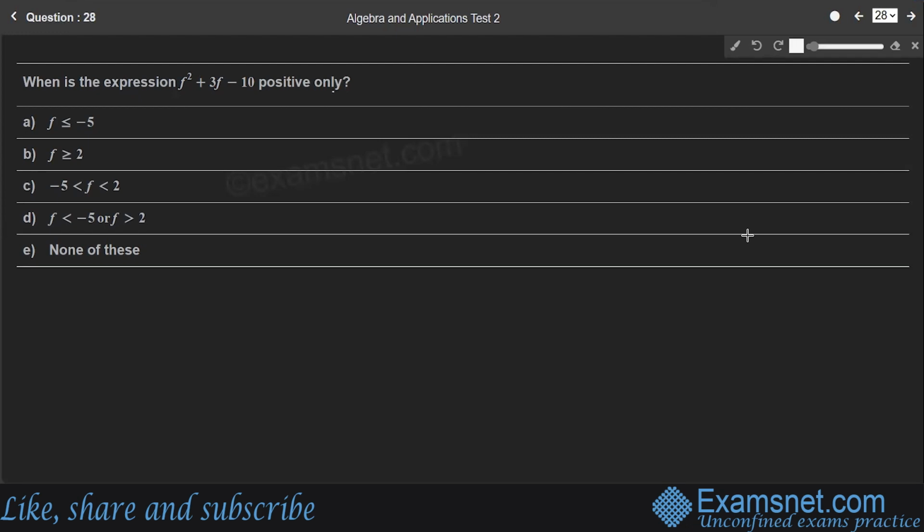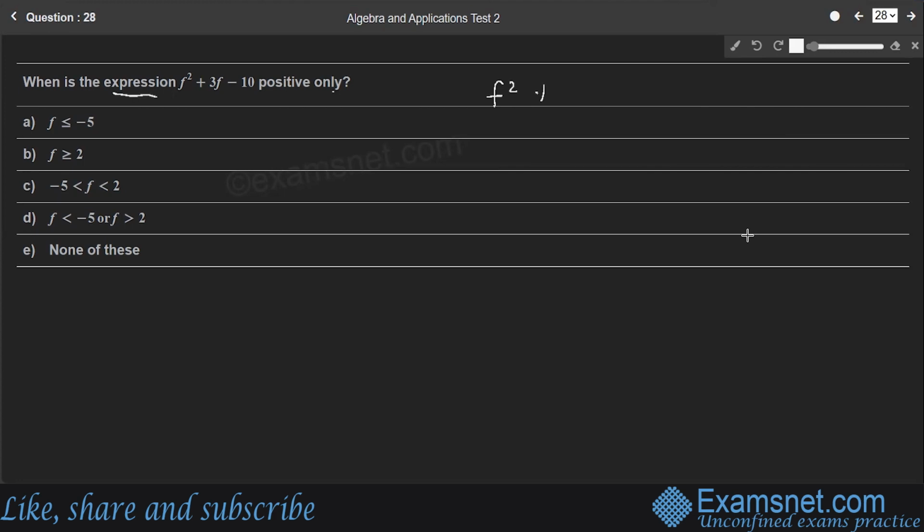Question 28. When is the expression f square plus 3f minus 10 positive only? So that means, for what values of f is the given expression positive only, means the expression is greater than 0, right? So let us consider the quadratic equation. It is not exactly the equation, you can consider it as an expression, right? Since it is not equal to 0. It is positive only, means greater than 0. So we'll consider this as an expression, right?